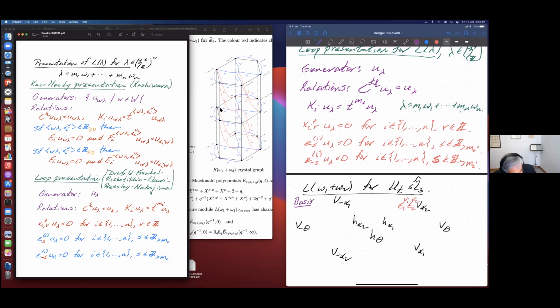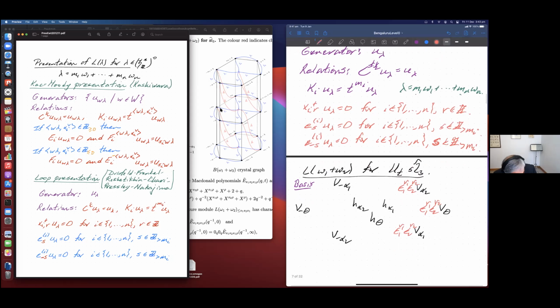Because each of these V's has more symbols, multiplied by epsilon_1 to the r_1, epsilon_2 to the r_2. And here r_1 and r_2 run over all integers. So I have epsilon_1 to the r_1, epsilon_2 to the r_2 attached to each of the basis vectors.